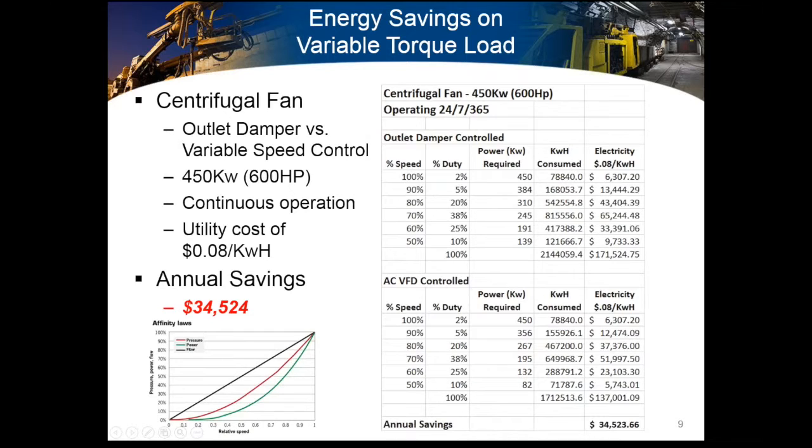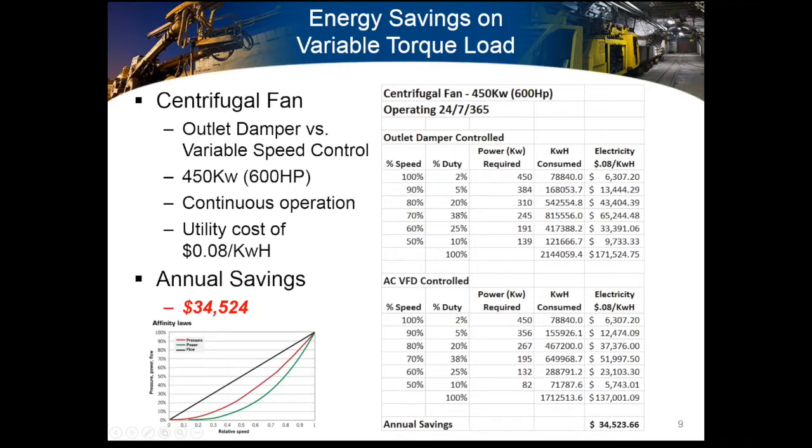But if you go all the way down to 50% speed, you had 139 kilowatts in a damper control compared to 82 when operated in variable speed mode. And again, following the affinity laws in the lower left-hand corner, you can see how horsepower requirements go down with the cube of the speed.